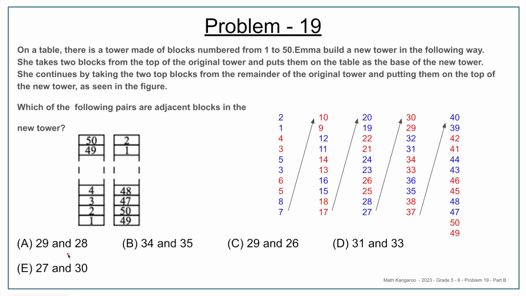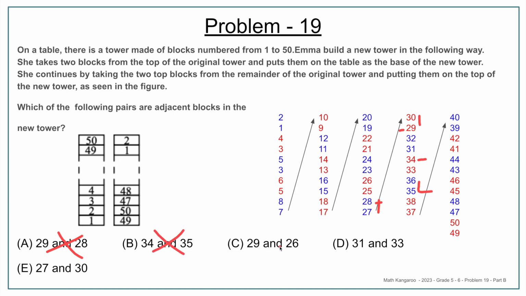Option A, 29 and 28. So let's look into it. We have 29 here and 28 here. 29 is paired with 30 and 28 is paired with 27. So not adjacent in the new tower. So this is not our option. B, 34 and 35. 34 is paired with 33 and 35 is paired with 36. Not adjacent in the new tower.